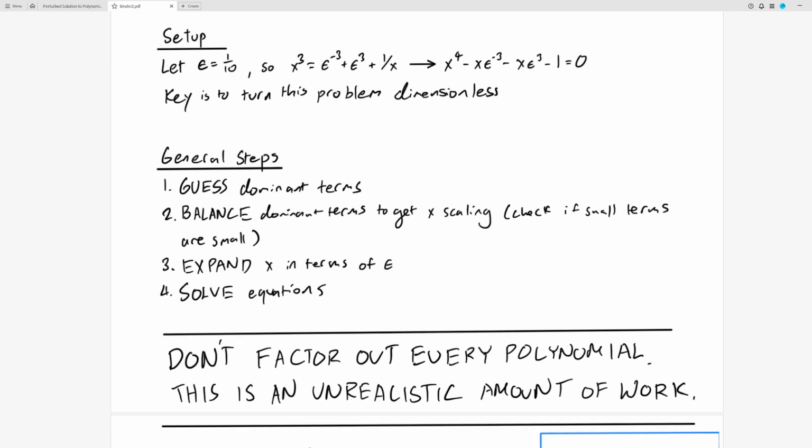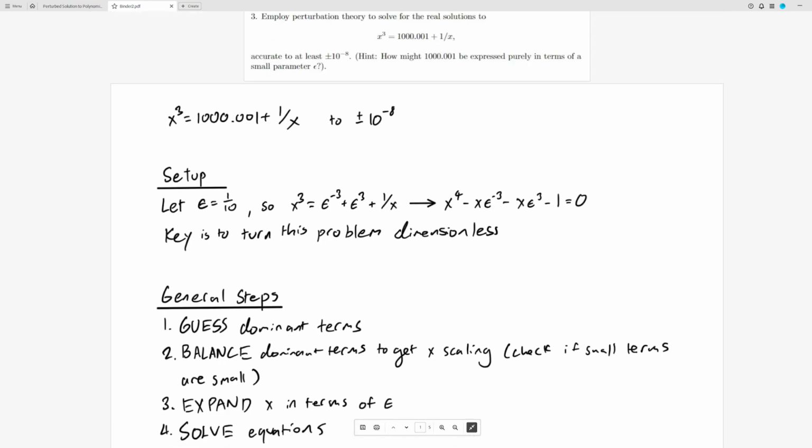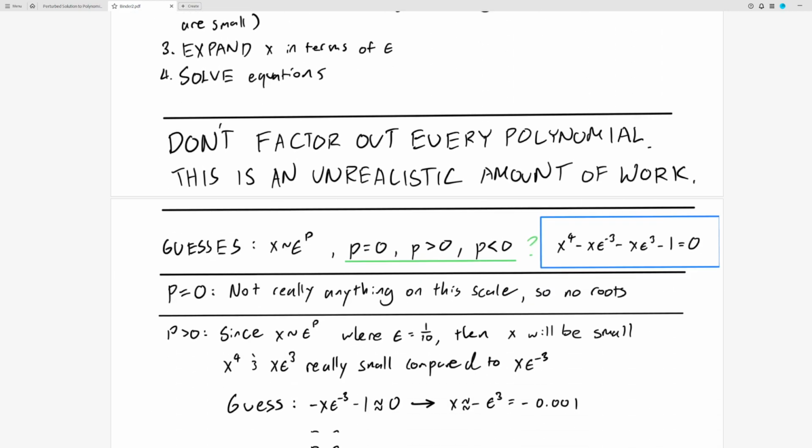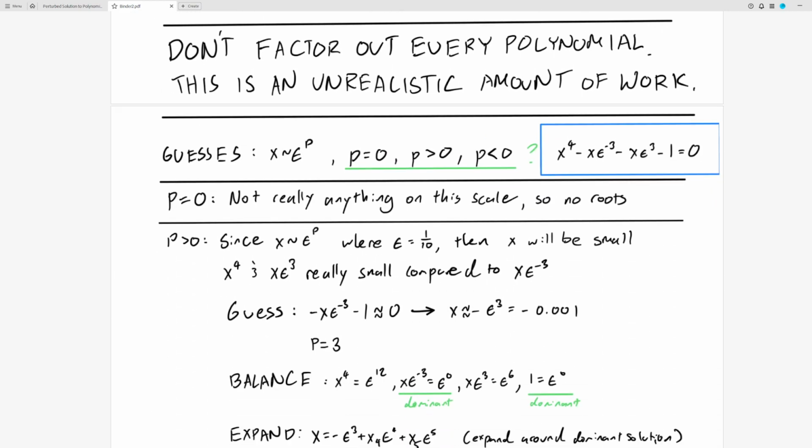So instead of trying to factor out every single polynomial instantly using, let's say, series expansion, because this is an unrealistic amount of work, especially if you want to get to very small terms, what we could do instead is guess which terms are dominant, and then solve for those. And then after that, expand around the dominant terms. So this is just a good rule of thumb.